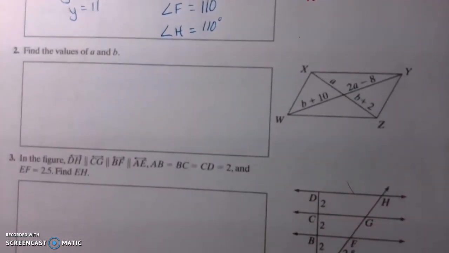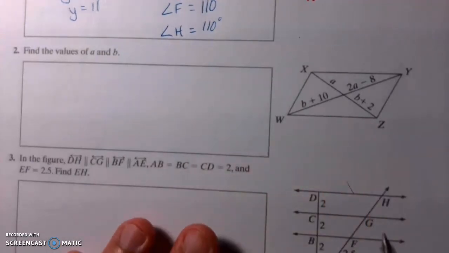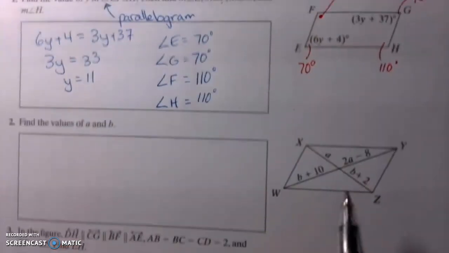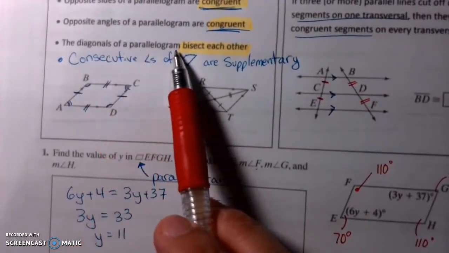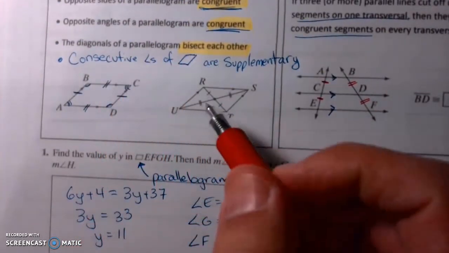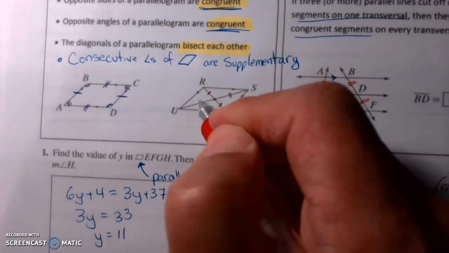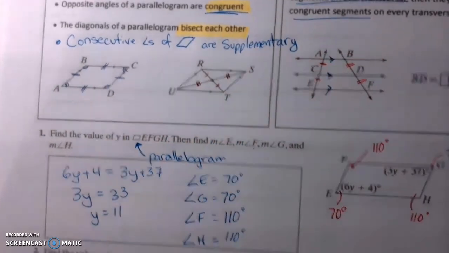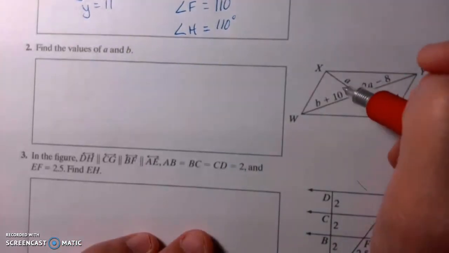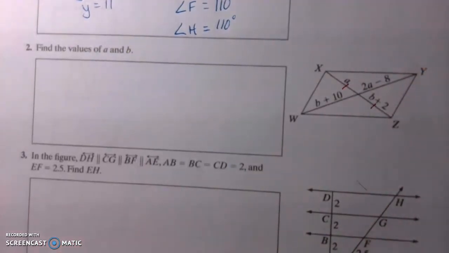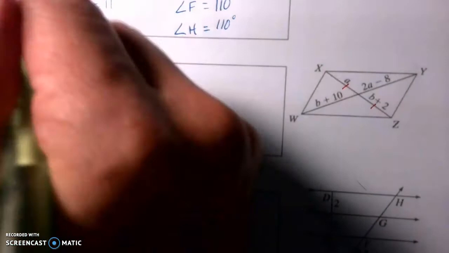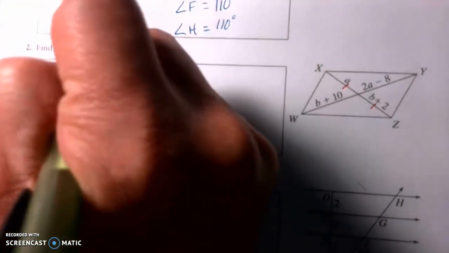Okay, let's go to part 2 here. It says solve for A and B. Well, these are diagonals, and there's a new formula here. Diagonals of a parallelogram bisect each other. So like tick, tick, double tick, double tick. They cut each other in halves. So this A is equal to B plus 2. We'll just write that down. A is equal to B plus 2.